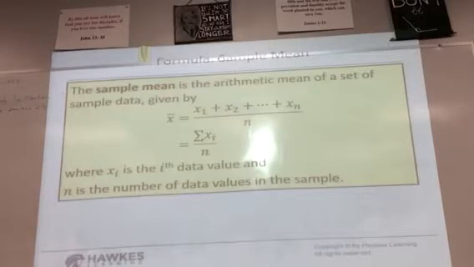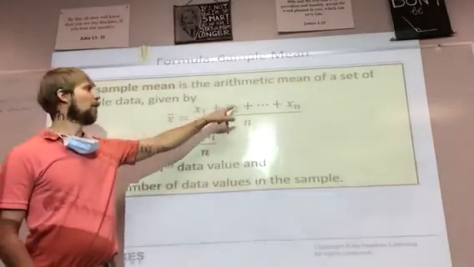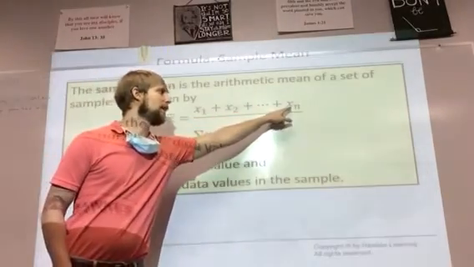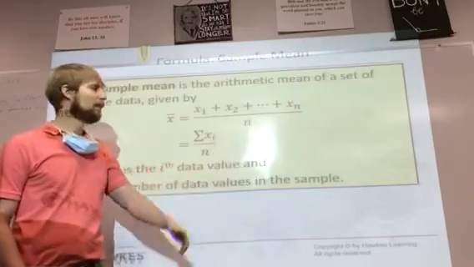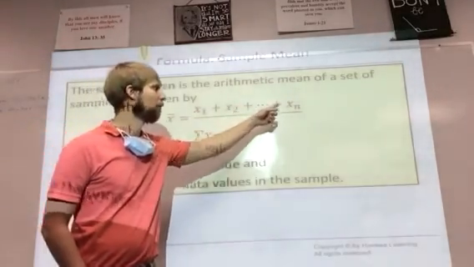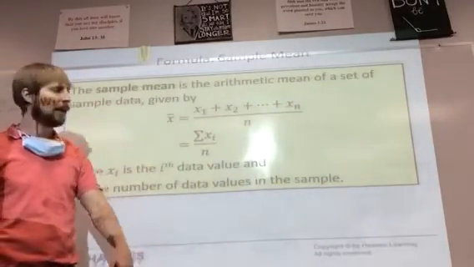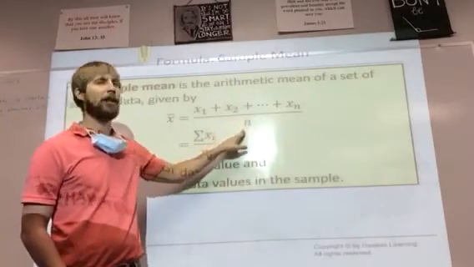So here we go. The formula for sample mean is given as follows. Sample mean is the arithmetic mean of a set of sample data, given by x bar equals, and then we're just adding up all of those things. This x sub n just means the nth thing. So if there were 5 things, this is like the first one, the second one, the third one, the fourth one, the fifth one. And so that n is for however many there are. And then you're going to divide by how many things there are.